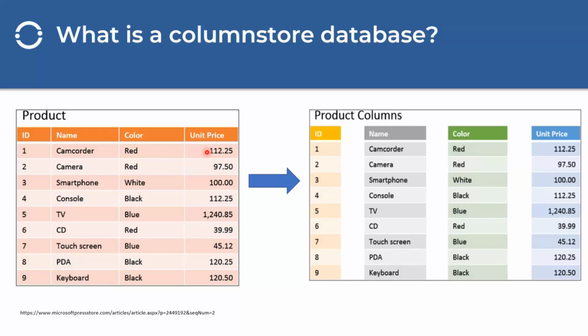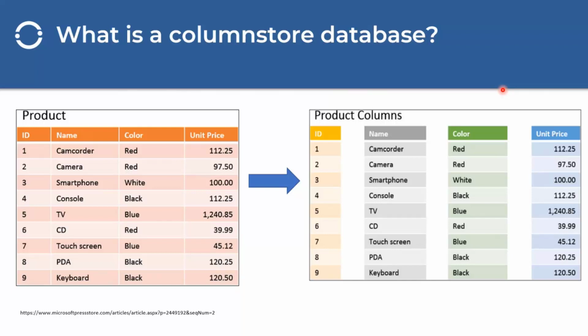The way a column store database works is it kind of flips that information on its side and says, okay, all my IDs are going to be stored together on the same page. All my names are stored together on the same page. All my colors are stored on the same page. And all my unit prices are stored on the same page. But the most important thing is that these are all stored in the same order. And that order is really what determines which rows I'm looking at. So I want the 50th row. I need to go to each and every one of those columns and find the 50th row, and it's going to give me the entire value.